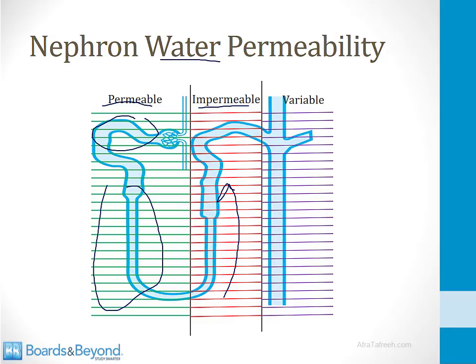The ascending limb and the thick ascending limb and the distal tubule are impermeable to water. No water is reabsorbed in these portions of the nephron. And then the last section of the nephron is the collecting duct, shown here. The water permeability of this section is variable, and it all depends on antidiuretic hormone.